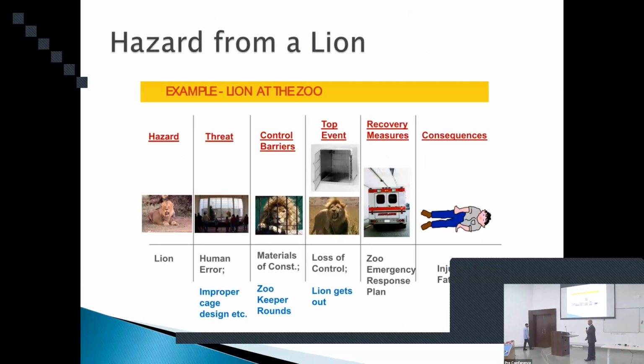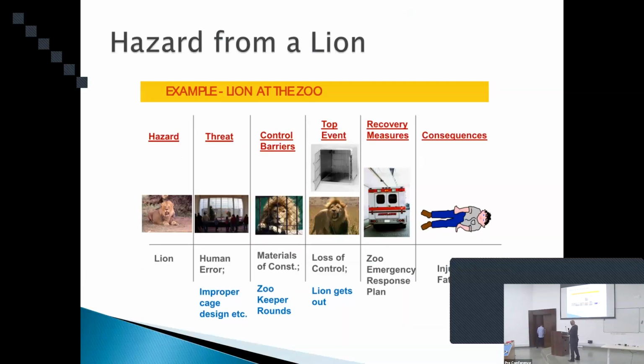This is the hazard from the lion. Here, on the left hand side, you can see the lion sitting there. The same thing, the threat, is human error. Suppose we do anything improper in the cage or design, some problem is there with the cage, the lion can escape and then kill the person. The control barrier is the material of concern. That means the zookeeper takes rounds. He says that this cage is intact.